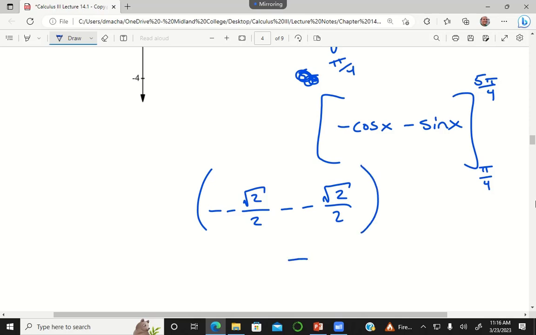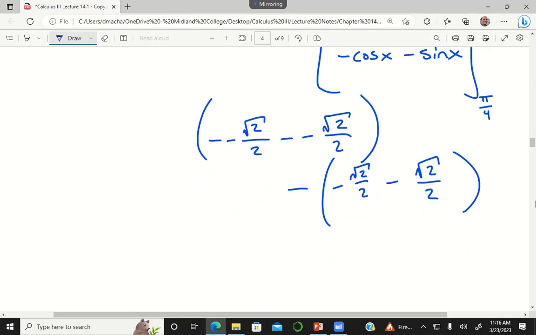And then minus negative cosine of pi over 4, which is root 2 over 2, minus sine of pi over 4, which is root 2 over 2. So this is positive root 2 over 2 plus positive root 2 over 2, which is root 2. And then minus, these are negative, so again I'm just adding. So this should just be 2 root 2, I think. Okay. Lots of minus signs there.